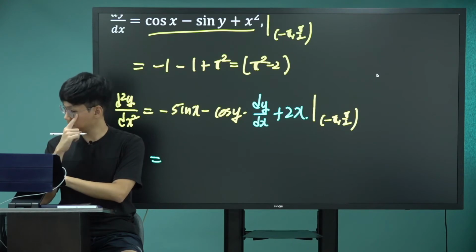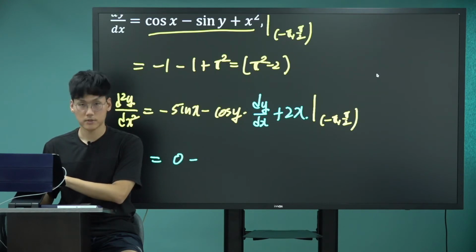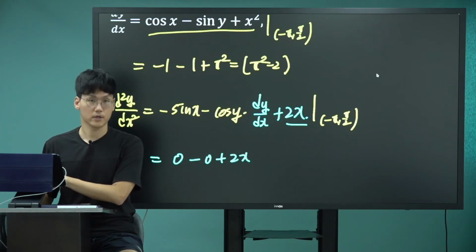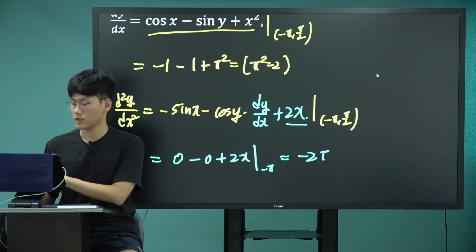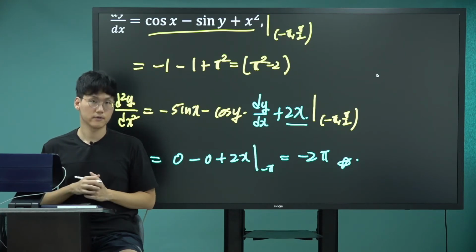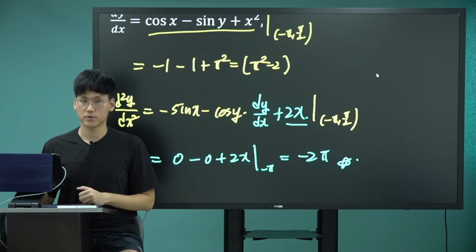If you did, sine pi is 0, cosine pi over 2 is also 0, so I'm only left with just evaluating the 2x at x equal to negative pi. If you did, it's going to be negative 2 pi. Okay? But I need the third derivative as well for the degree of 3, so I'm going to differentiate once more.